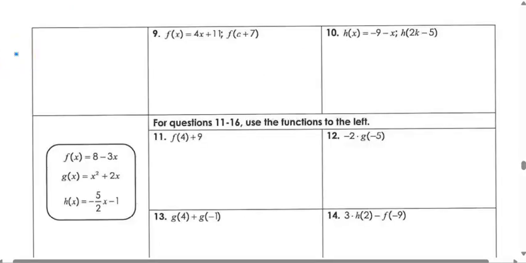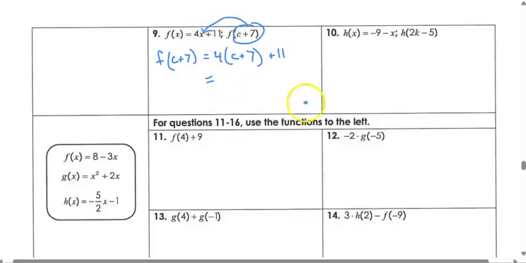The other thing that we can do with functions is we can plug in, instead of just a number, we can plug in a whole expression. Okay, so what does that look like? f of c plus 7. All right, all that means is where the x is, instead of plugging in a number, I'm going to plug in this whole thing. So I'm going to have 4 parentheses c plus 7 plus 11. So I replaced the x with this. I took this and put it where the x is.